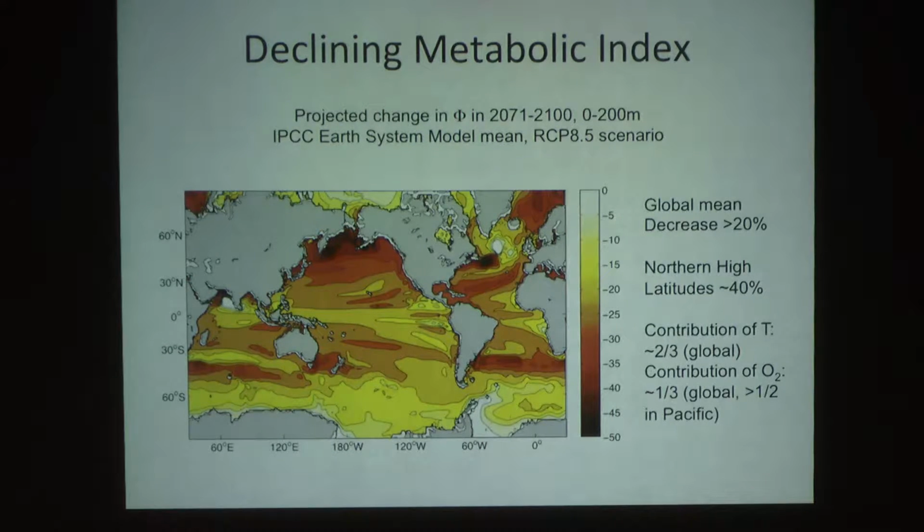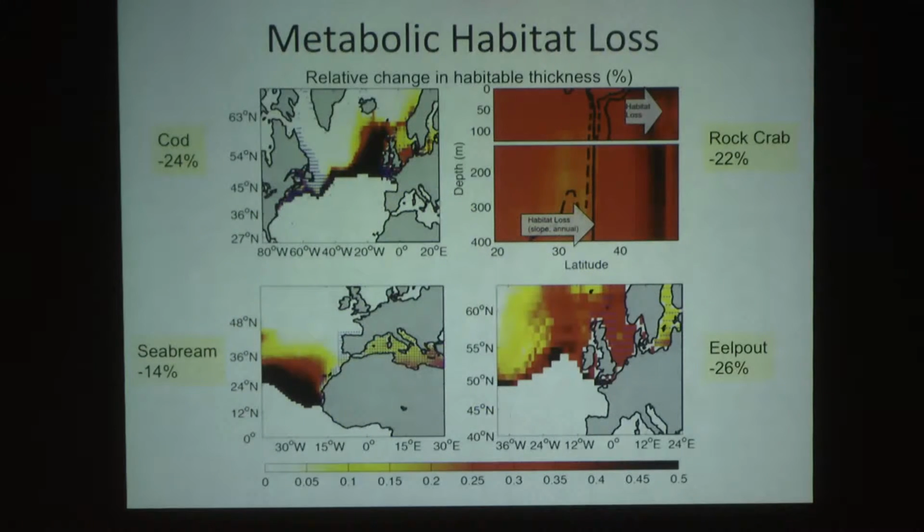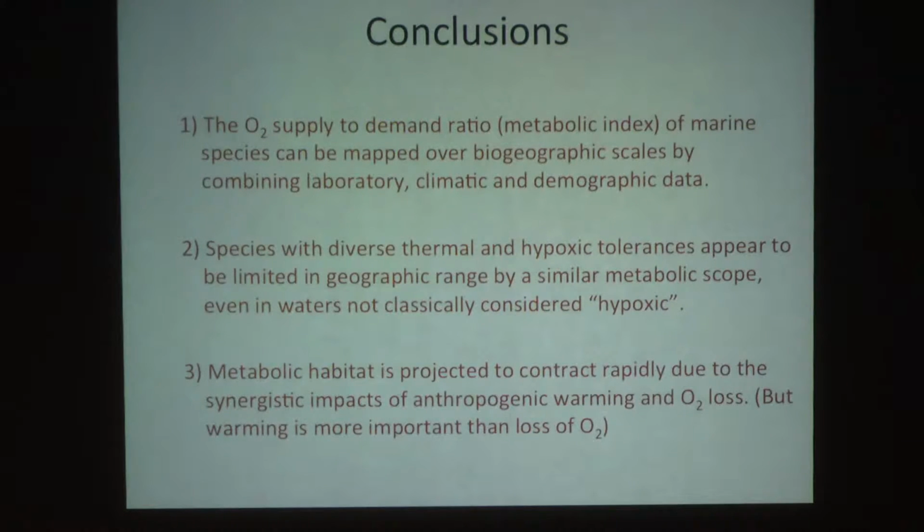We can convert that into actual volumes of contemporary habitat that then fall below that critical metabolic index, and we get numbers that are comparable to that. Something like 20% of the current volume of habitat for all the species we can look at disappears in the next 100 years.